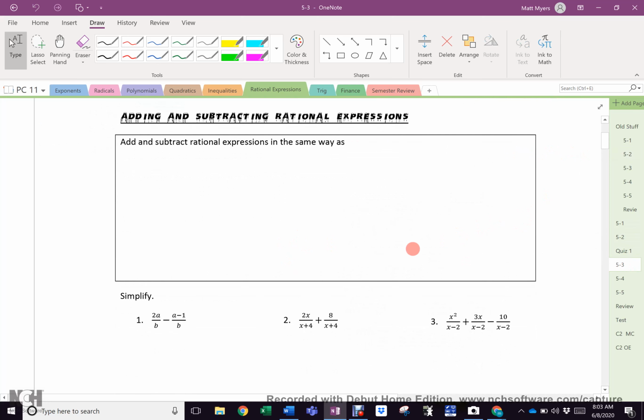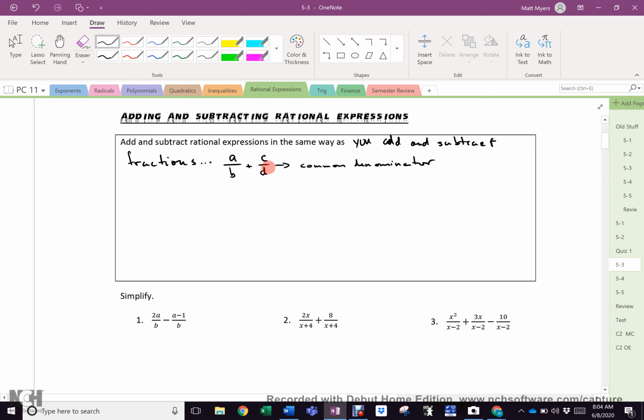Now, remember how I said that multiplying is exactly the same as multiplying fractions, while you add and subtract rational expressions in the same way as you add and subtract fractions. So, if I gave you this, A over B plus C over D, then you know you need a common denominator.